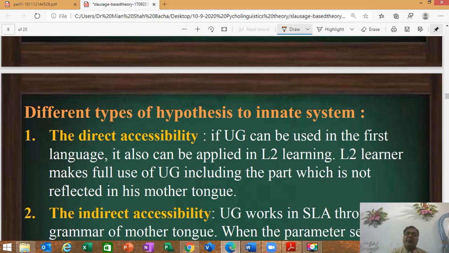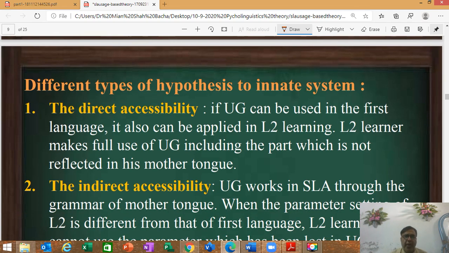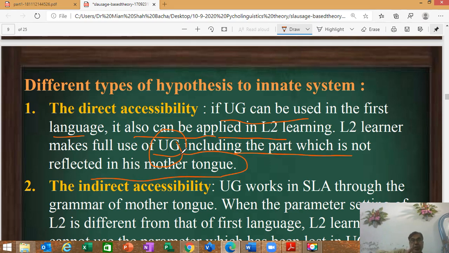Different types of hypotheses related to the innate system. The first hypothesis is direct accessibility. If UG can be used in the first language, it can also be applied in L2 learning. The L2 learner makes full use of UG, including the part which is not reflected in his mother tongue. Even the part which is not reflected in his mother tongue can also exist. This is one theory.